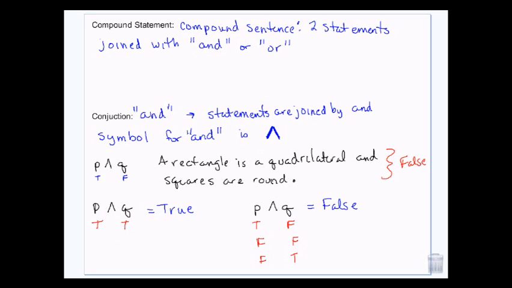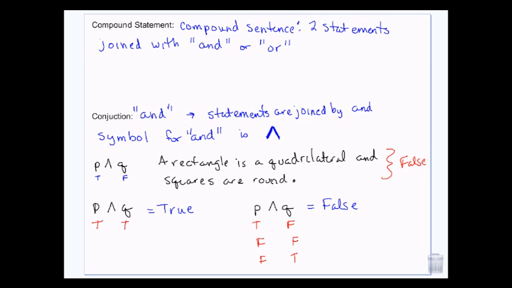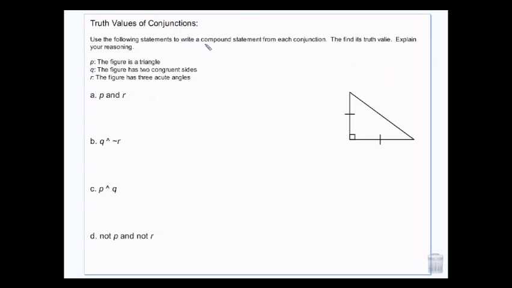Okay? Now when you have a disjunction, oops. Okay, we're going to do disjunction real quick because I went that way. Disjunction is or. And those are a little different, and we'll come back to that. So how you tell if a conjunction is true or not is we look at the parts.